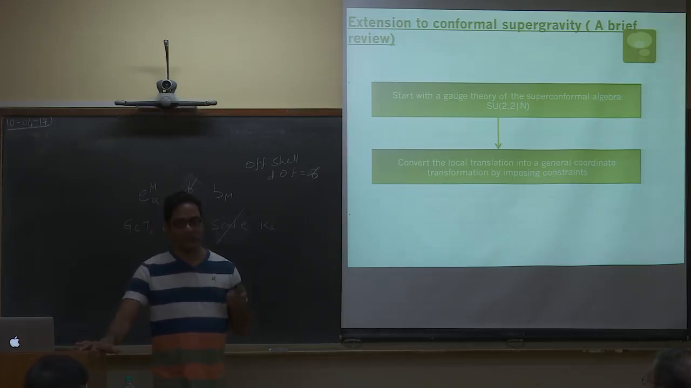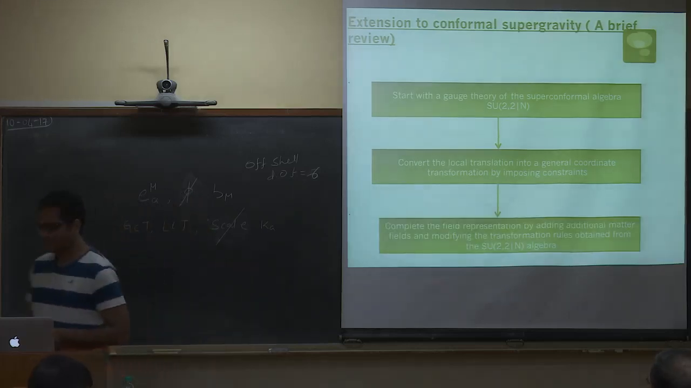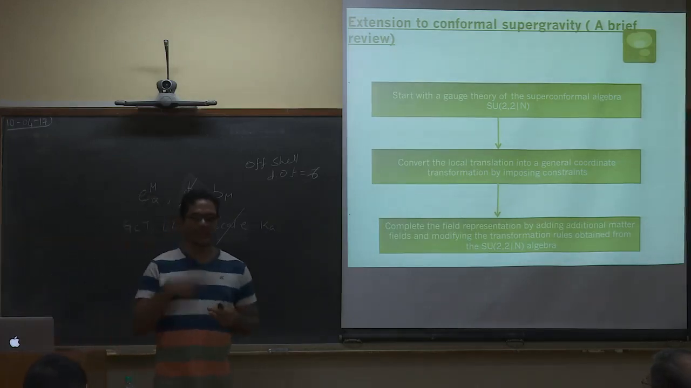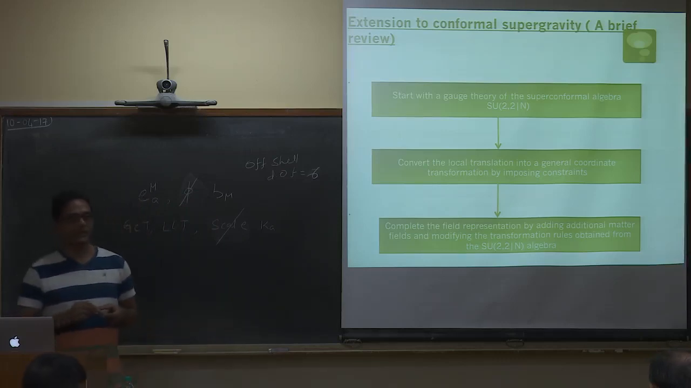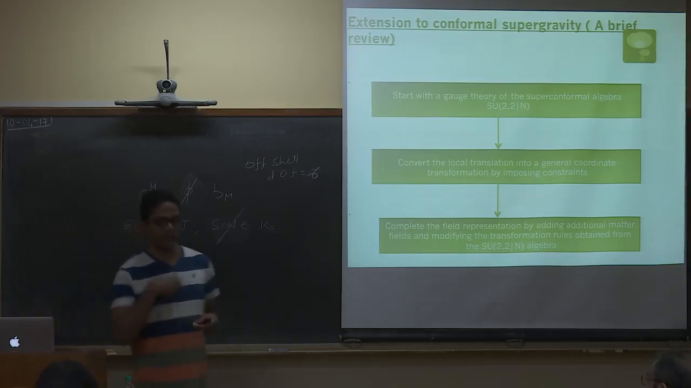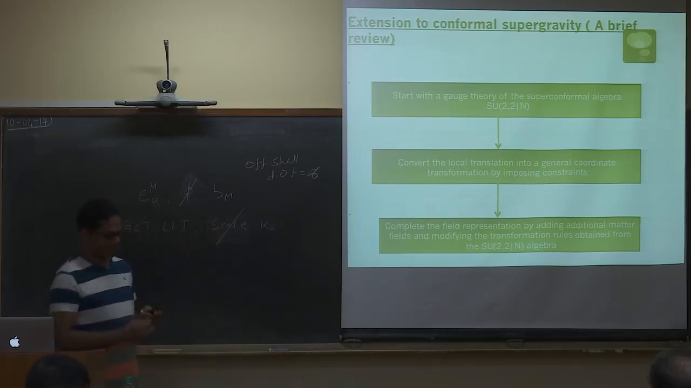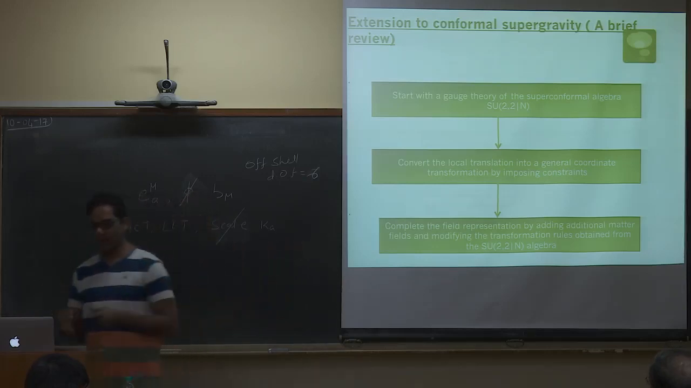So in order to have the right number of degrees of freedom, you need to complete the field representation by adding certain matter fields and modifying the transformation rules simultaneously in such a way that the superconformal algebra closes off shell. There is a standard procedure of doing this. You need to add matter fields and change the supersymmetry transformation rules in such a way that the supersymmetry algebra finally of the full field multiplet closes off shell.